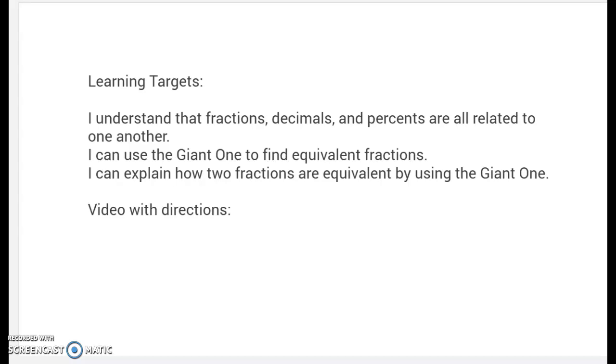Here's a look at today's assignment. The learning targets are: I understand that fractions, decimals, and percents are all related to one another. I can use the giant one to find equivalent fractions, and I can explain how two fractions are equivalent by using the giant one.